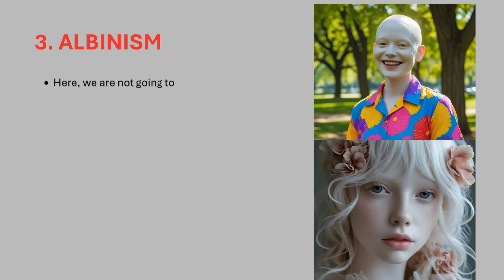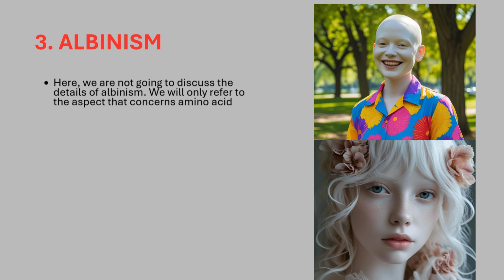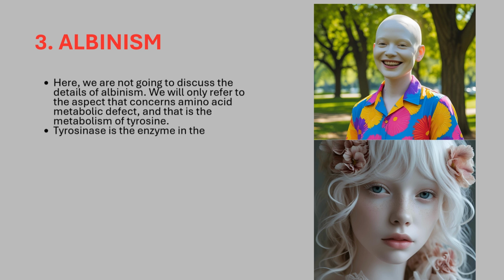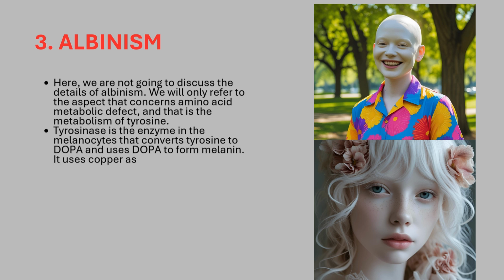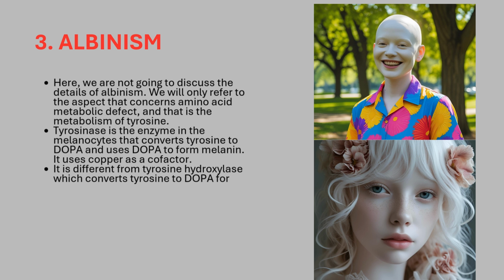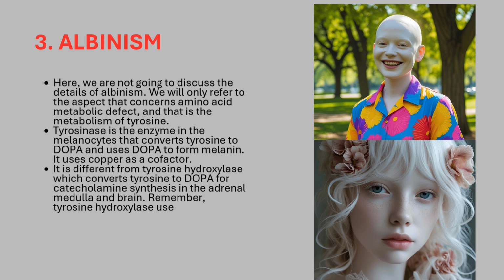Number 3. Albinism. Here, we are not going to discuss the details of albinism. We will only refer to the aspect that concerns amino acid metabolic defect, and that is the metabolism of tyrosine. Tyrosinase is the enzyme in the melanocytes that converts tyrosine to DOPA and uses DOPA to form melanin. It uses copper as a cofactor. It is different from tyrosine hydroxylase, which converts tyrosine to DOPA for catecholamine synthesis in the adrenal medulla and brain. Remember, tyrosine hydroxylase uses tetrahydrobiopterin as a coenzyme.